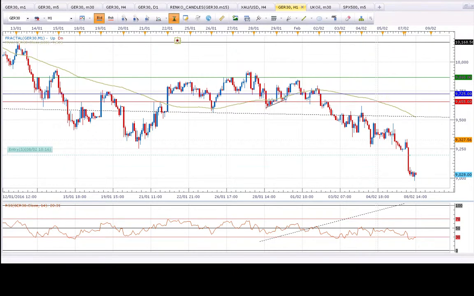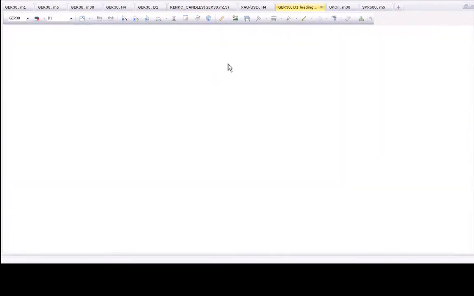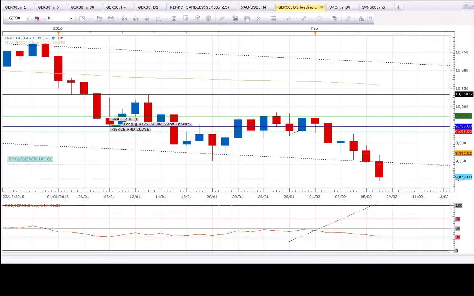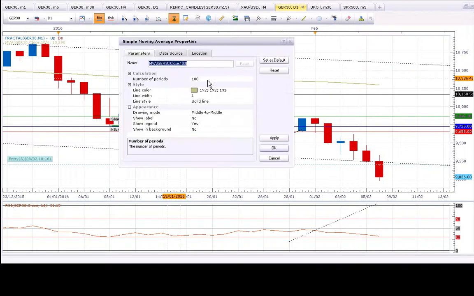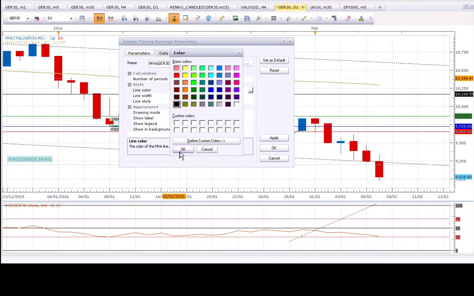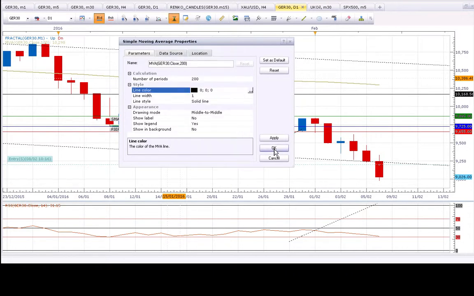And on a daily chart, which is what we're going to take a look at now, it's normally the first step I tend to go for. I would normally use a 200 period moving average. Just a simple 200 period moving average. Let's make it black just so it can be seen.